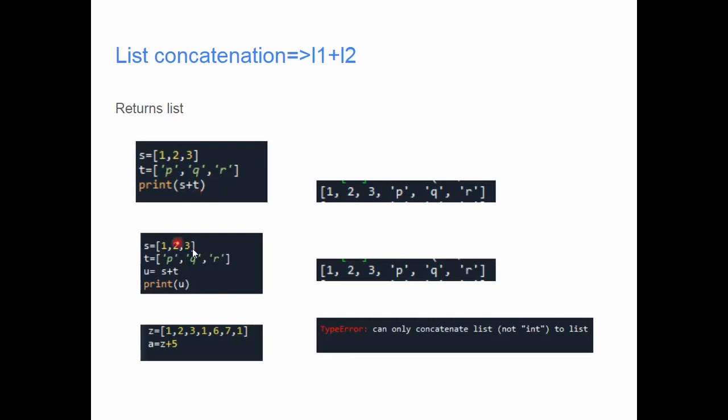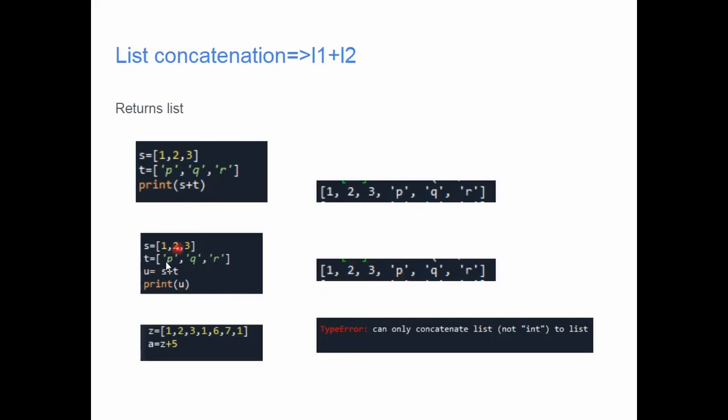Here also we are having 1, 2, 3 and PQR, and now here I have used the plus operator, as it is going to return a new list. It can be used with the print statement, and here that newly created list is assigned to a new list variable u. So what is u? u is the list which is the sum of list s and list t. So if you print list u, what am I going to get?